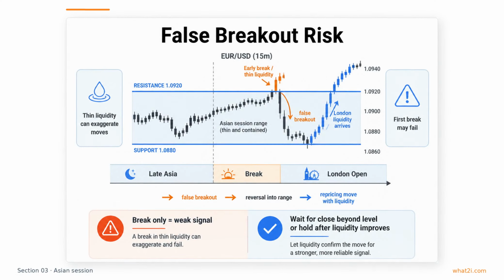One of the most common traps in the Asian session is the false breakout. Because liquidity can be thinner, an early push through support or resistance may look meaningful even when there is not enough participation to sustain it. Price can break a key level, attract breakout traders, and then quickly reverse back into the range. When London opens and deeper liquidity arrives, the market may completely reprice that earlier move.